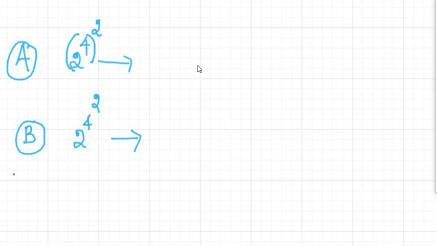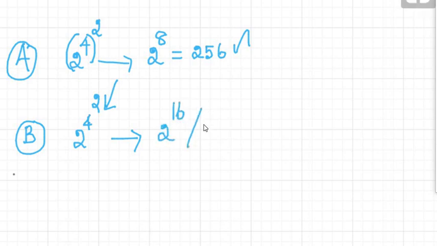Faisal answered A as 256. So I said a power m power n is a power mn. So this is 2 power 4 power 2, therefore this is 2 power 8. So 2 power 8 is equal to 256. Very good. Correct. Next is 2 to the power 4 to the power 2. You are supposed to solve from this side. What is 4 power 2? 4 power 2 is equal to 16. So therefore this is 2 power 16. 2 power 16 is a very huge number.